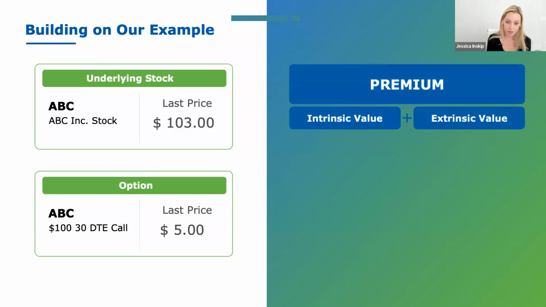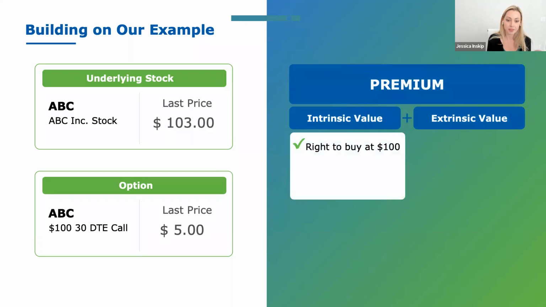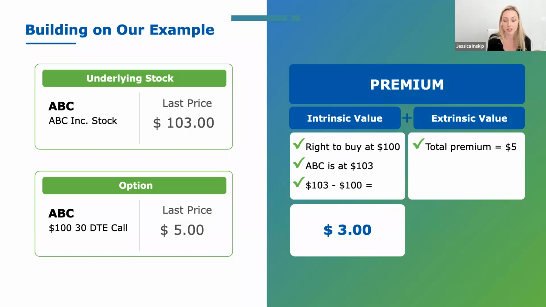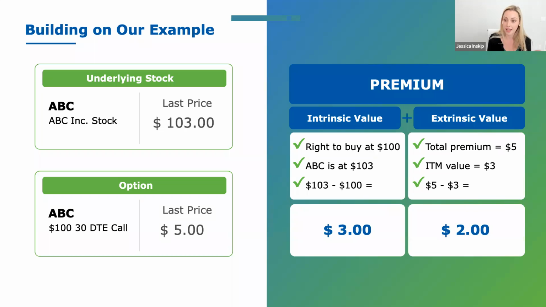The premium is intrinsic value plus extrinsic value. So if it has the right to buy at 100, and I can have ABC at 103, I can go ahead and sell at the market at 103, so it has to be worth at least $3. Extrinsic value is really just the excess component. So if the premium is 5, the in the money value, or intrinsic value, is $3, the difference of those two is 2. That's literally as simple as it is.